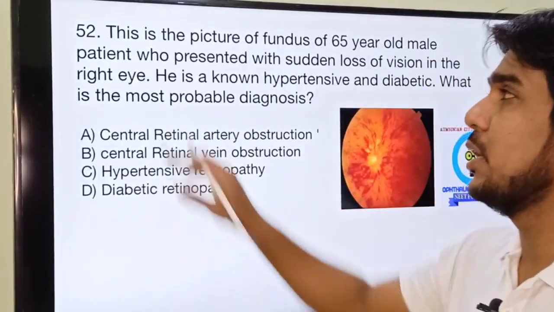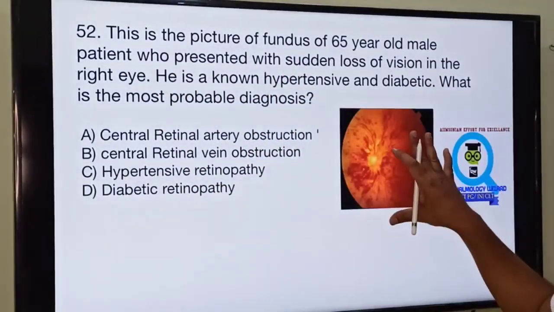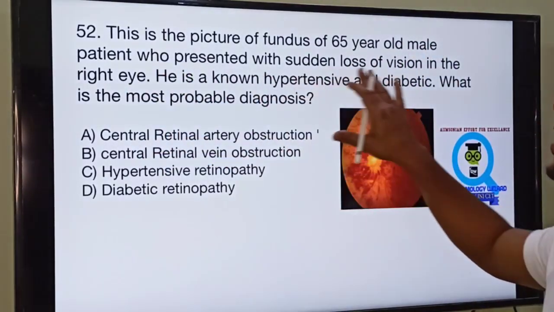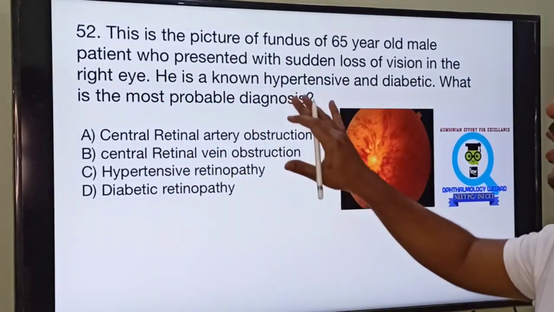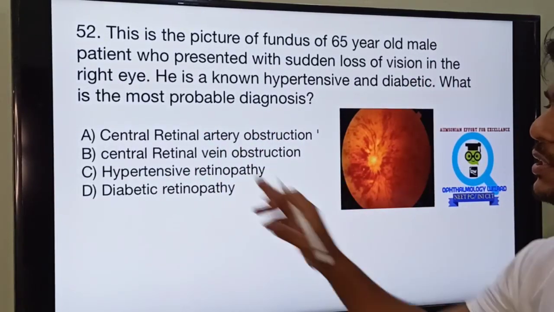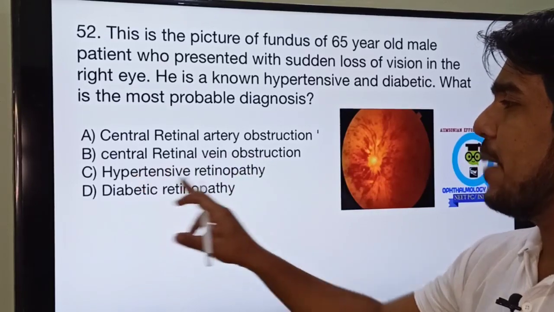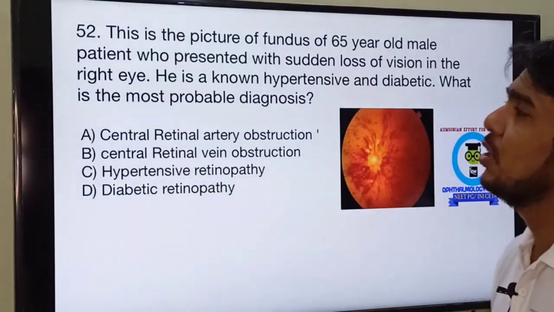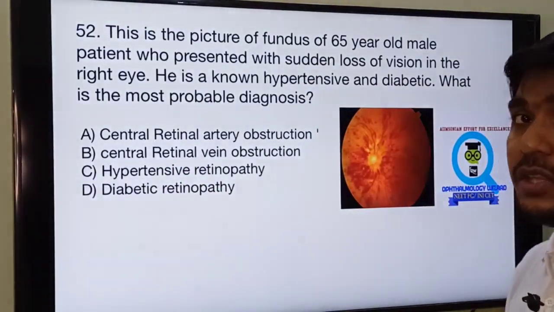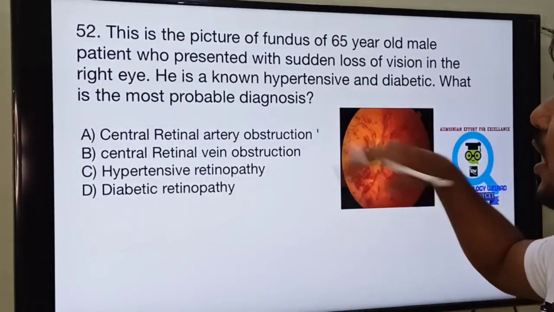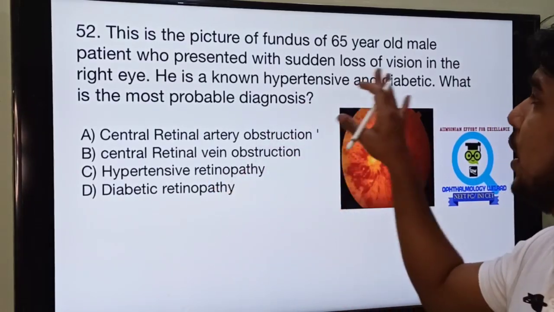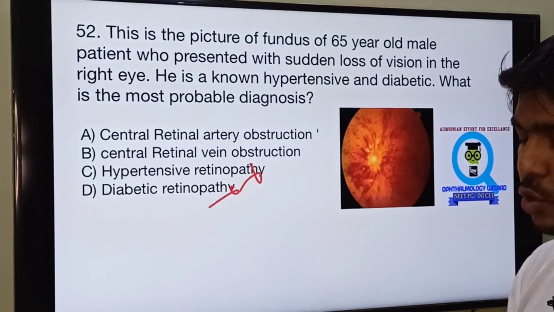Now coming to the next question. This is the picture: fundus of a 65-year-old male presented with sudden loss of vision in the right eye, and he is a known hypertensive and diabetic. What is the most probable diagnosis? CRAO, CRVO, hypertensive retinopathy, or diabetic retinopathy. Since the patient is both hypertensive and diabetic, you can suspect this type of picture. But do we have sudden loss in hypertensive retinopathy? No. In diabetic retinopathy? No. So these two options are ruled out.